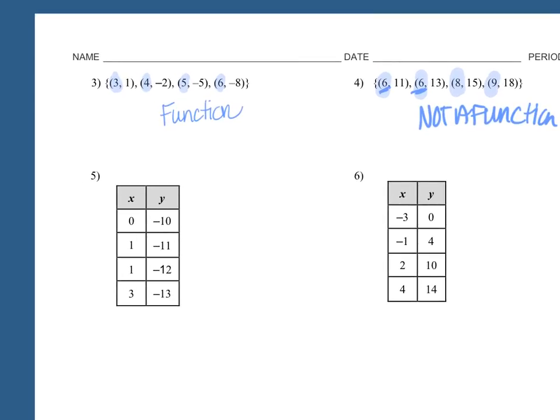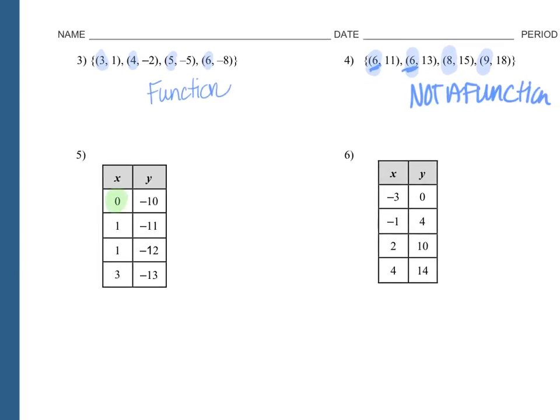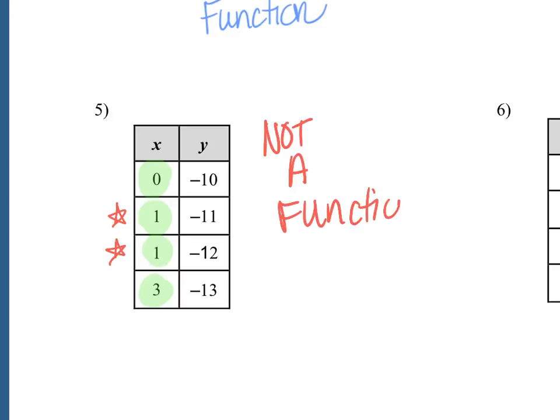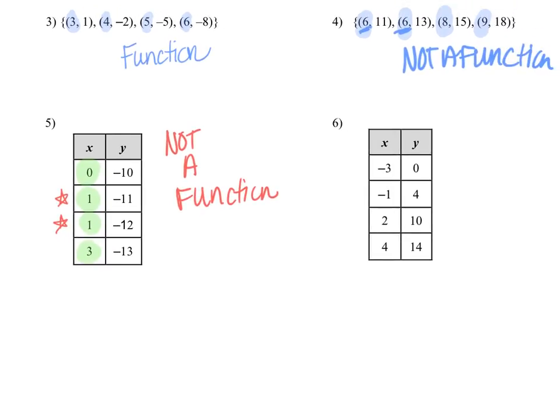Same idea if you have a table. You're looking to see, do those x values repeat? So on number 5, I have 0, 1, 1, and 3. So function or not a function? Not a function. Do your x values repeat? Yes, I have 2 of the same. I have 2 x values of 1. So that means number 5 is not a function. If any of your x values repeat, don't look at the y's. Just look at your x's.